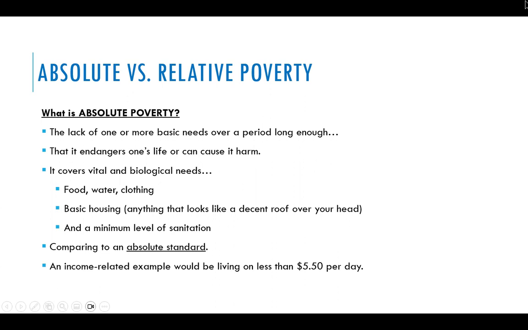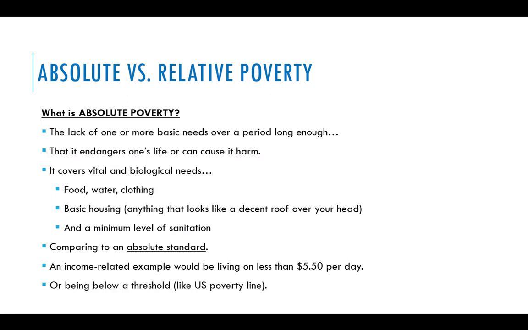So an income related example would be what we just saw, living on less than $5.50 a day. If that's your measure of poverty, that we think you need $5.50 a day to meet your basic needs so that you can address your vital and biological needs. If you are below that, then you are in absolute poverty. You do not meet this standard.